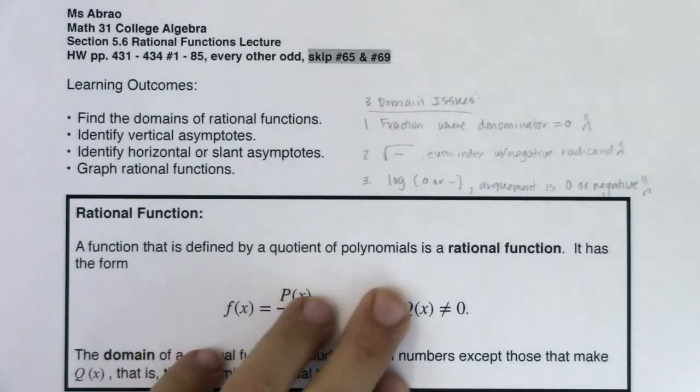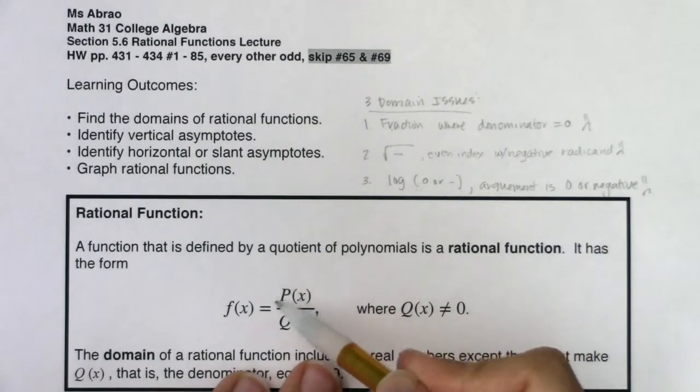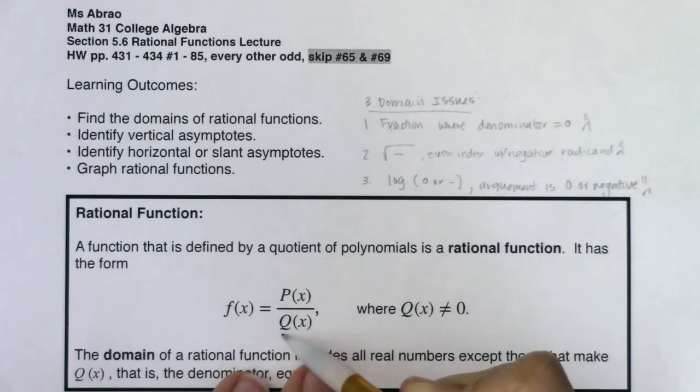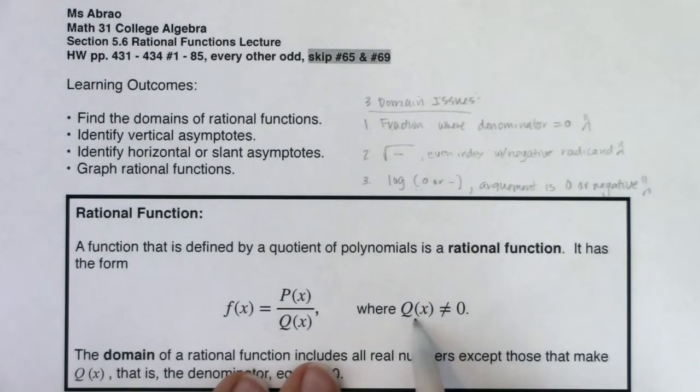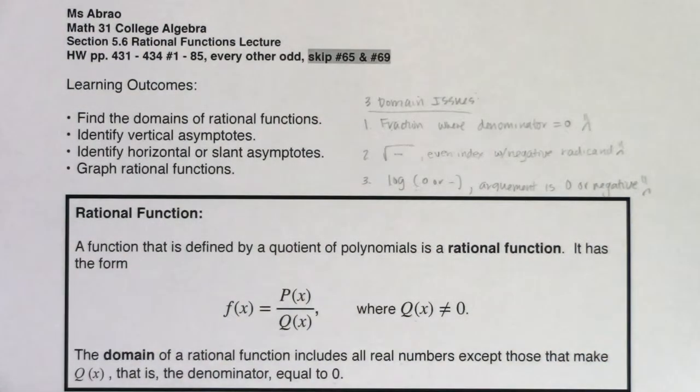A ratio of polynomials is a rational function. It has the form f of x equaling your polynomial on your numerator, p of x, over your polynomial on your denominator, q of x, under the stipulation that your denominator cannot be zero. We're not allowed to divide by zero. So the domain of a rational function includes all real numbers except those that make the denominator q of x equal to zero. All right, so we're gonna start our domains with all real numbers, and then we're gonna give the boot to certain numbers where your denominator zeroes out.